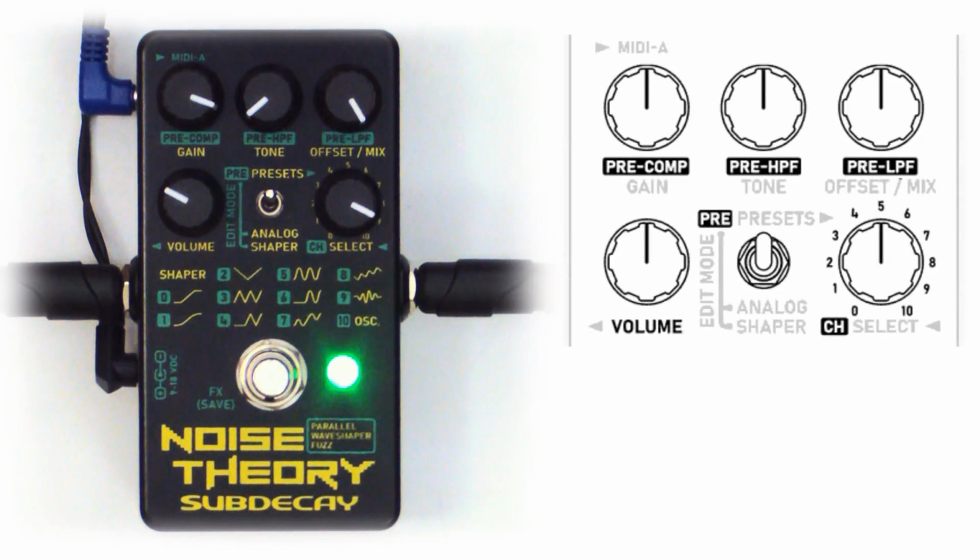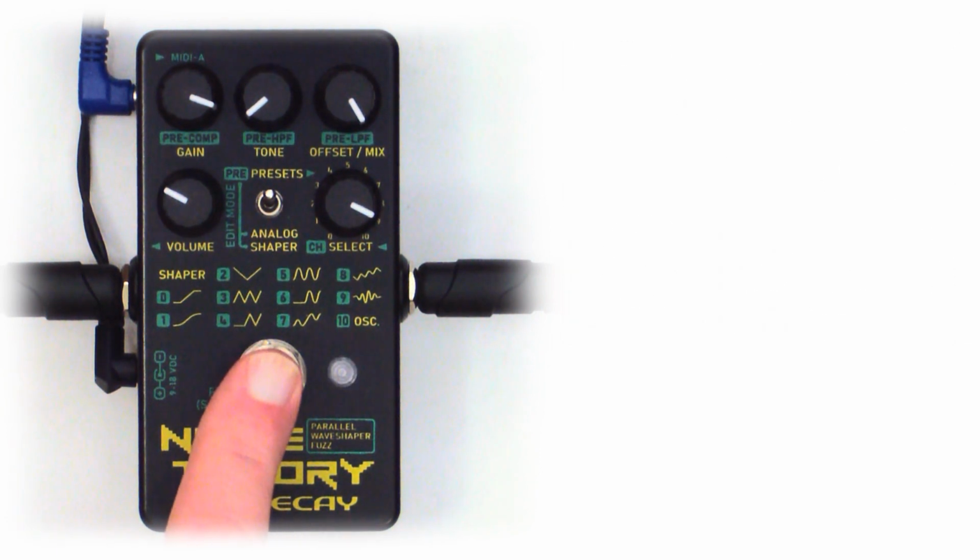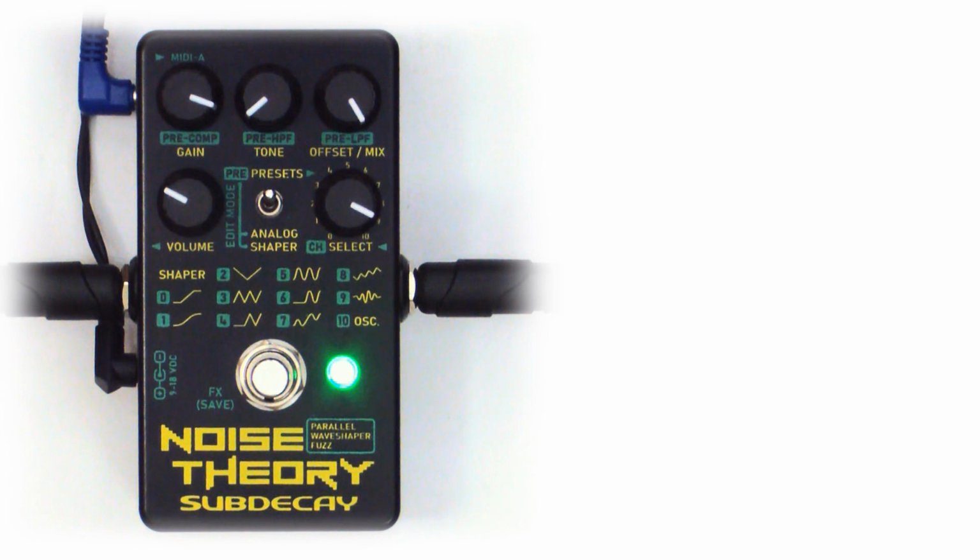When moving the edit switch back to presets, edit mode remains active. This is where you can set the pre-fuzz controls and choose a chorus or flanger effect. To exit edit mode, simply bypass the pedal and re-engage.